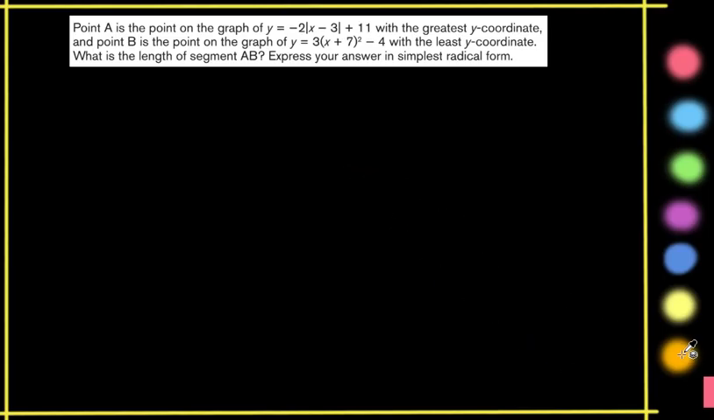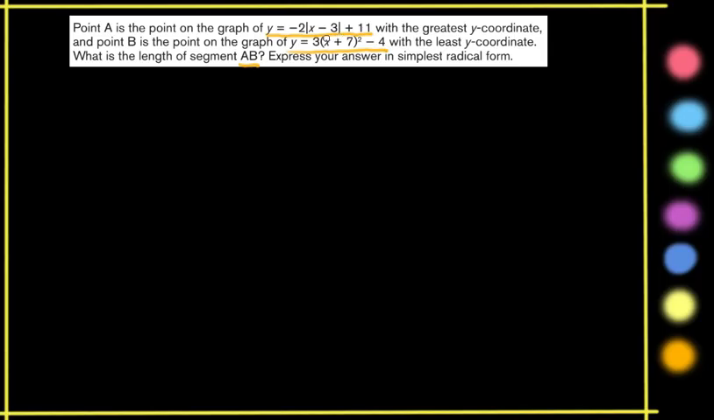This one says point A is the point on the graph of y equal -2... Oh, I'm not even going to read that. It's a big long mess there with some absolute values. So it's the graph of this thing up here with the greatest y coordinate. And point B is the point on this graph with the least y coordinate. And what is the length of the segment AB? So we need to figure out what these points, A and B, are.